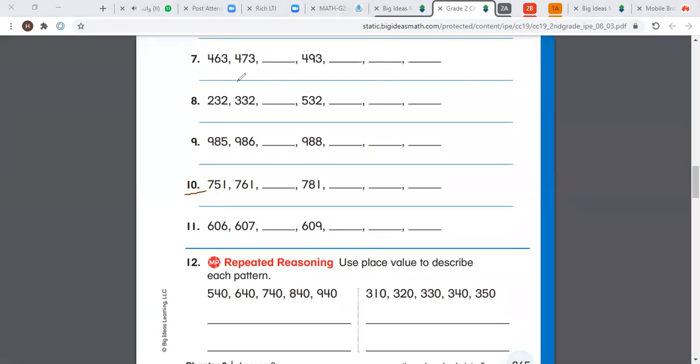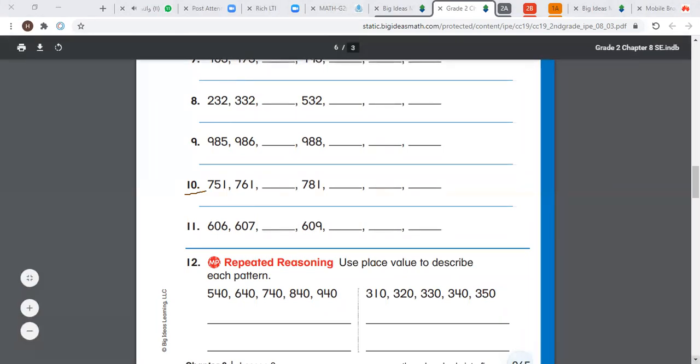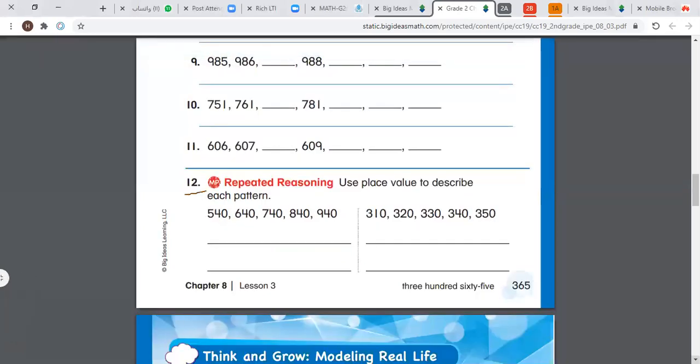Now let's answer question number 12. In question number 12, Grade 2A, pay attention please. Use place value to describe each pattern. Here 540, 640, 740, 840, 940. What's the pattern?